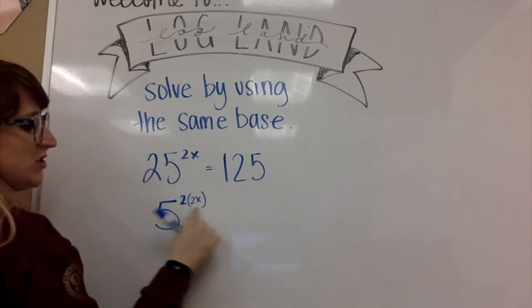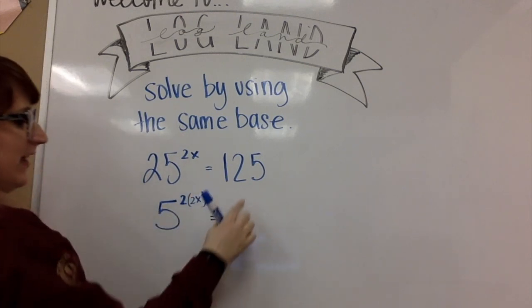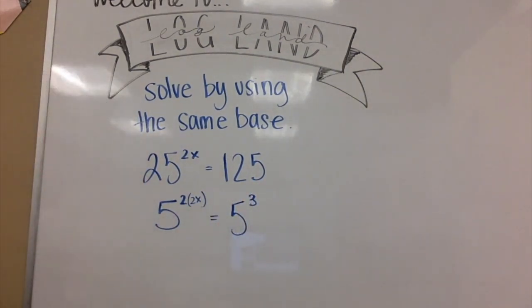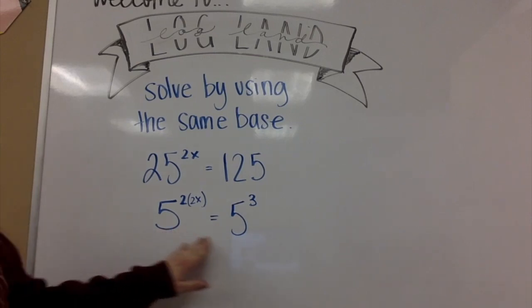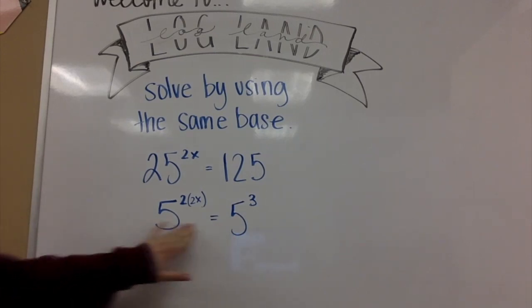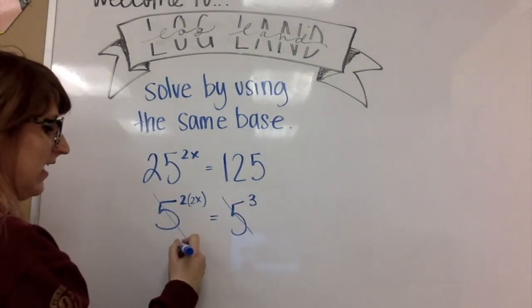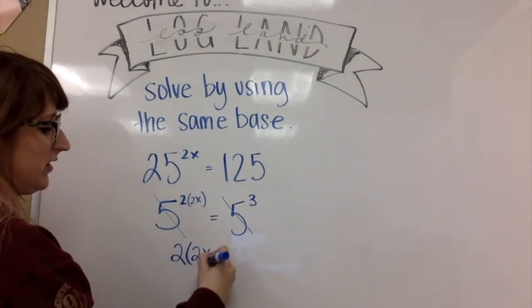Don't forget to put the 2x there. And I know that 5 raised to the 3rd power is 125. So now I can solve because I have the same base. So since I have the same base, that means I can just cancel these out, and I set the exponents equal to each other.